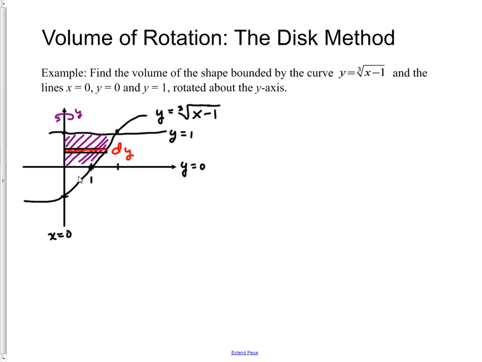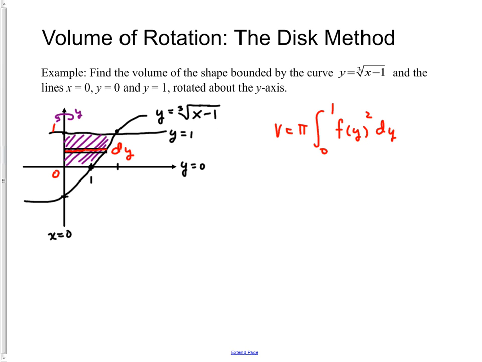All right, so let's see, what are we going to do? Well, in the y direction, dy is going to go from 0, that's our lower bound, to 1. So that's good. So we've got some bounds on our integral right here, 0 to 1, for our volume. So our volume is going to be equal to pi times the integral of some function of y squared dy.